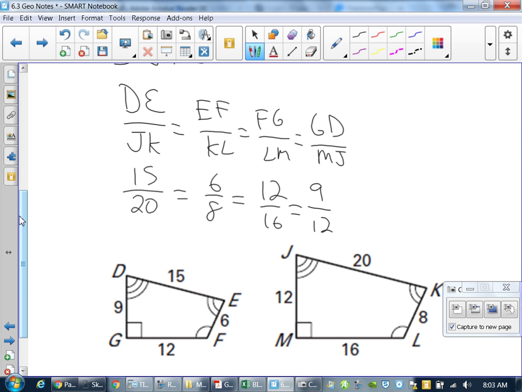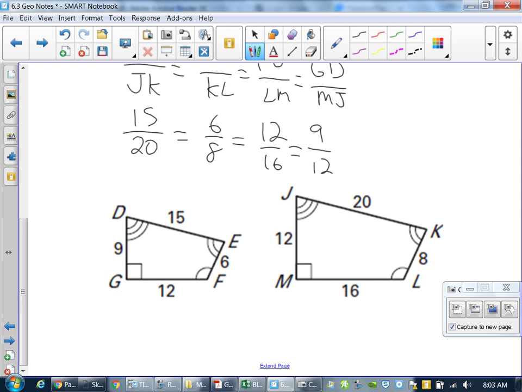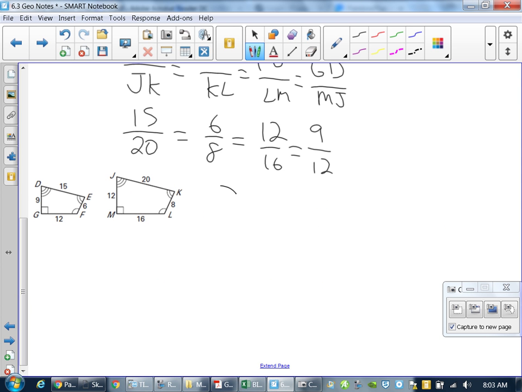What's 15 over 20 simplified to? 3/4. What's 6 over 8? What's 12 over 16? Are they all the same? Yes. Therefore, they are similar. If all of these ratios simplify to be the exact same thing, which they do, that's then called a scale factor of 3/4.